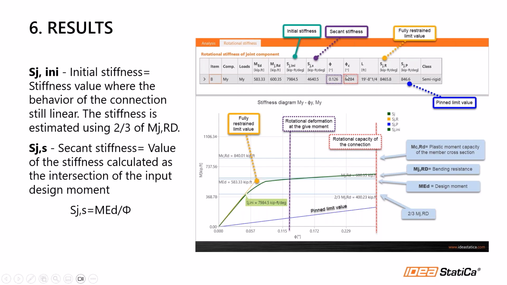Then we have two phi values. One is phi, and the other is phi c. The phi value is the rotational deformation at the given moment, right? Remember, this rotation is related to the moment we input. Then we have phi c. That is the rotational capacity of the connection. So I draw this line to represent where that rotational capacity is. So it is almost at the end.